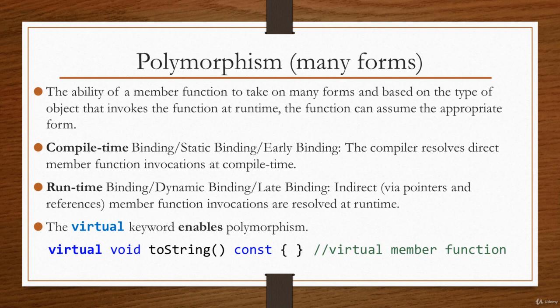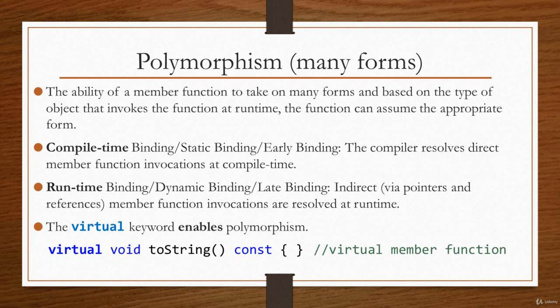We also have runtime binding, also referred to as dynamic binding or late binding. This is where indirect function invocations, so via pointers and references, are resolved at runtime. This is really the important part of polymorphism because this allows the function to assume the appropriate form, or in other words, the appropriate member function is going to get called depending on the type of the object as opposed to depending on the type of the pointer or the type of the reference.